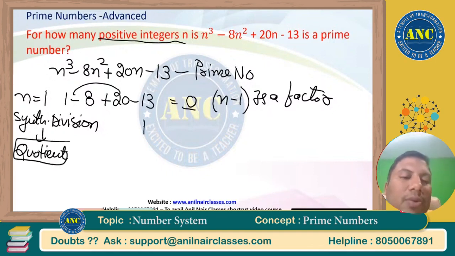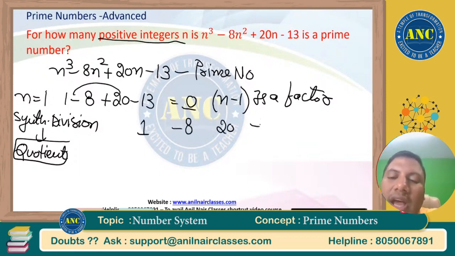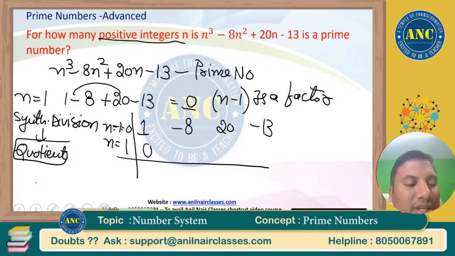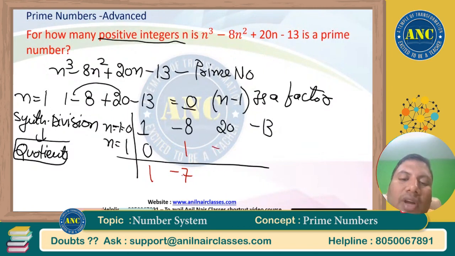How to do it? The n cube coefficient is 1. The n square coefficient is minus 8. The coefficient of n is 20. And this is minus 13. n minus 1 is a factor, so n minus 1 equated with 0, n equals 1. Starting with 0, the n cube coefficient and n coefficient both are the same. 1 plus 0 is 1. 1 ones are 1. Minus 8 plus 1 is minus 7. Minus 7 into 1 is minus 7. 20 minus 7 is 13. 13 ones are 13.